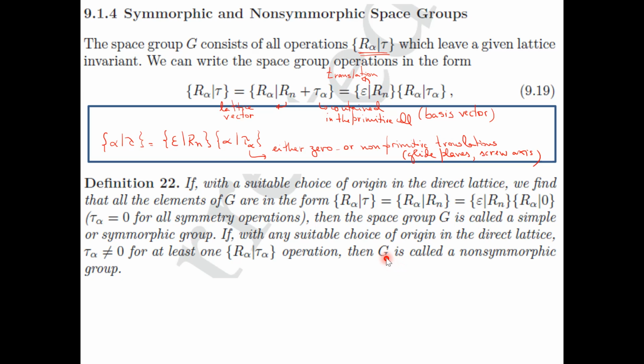Okay, I hope this is clear. But we're going to see many examples. So whenever I have glide planes and screw axes, in general I have a non-symmorphic group. And if that's not the case, in most cases we have symmorphic space groups. Okay. All right.